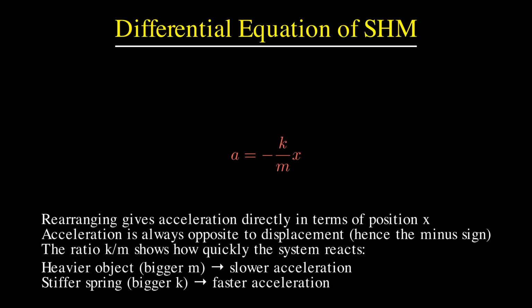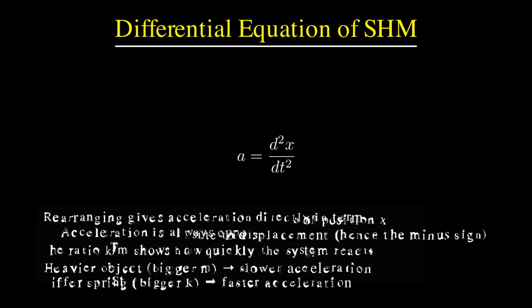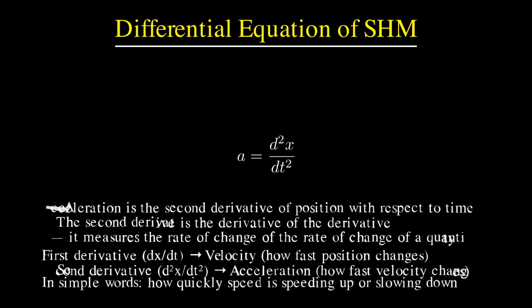Rearranging gives acceleration directly in terms of position. Acceleration is always opposite to displacement. The ratio k over m shows how quickly the system reacts. A heavier object means slower acceleration. A stiffer spring means faster acceleration.